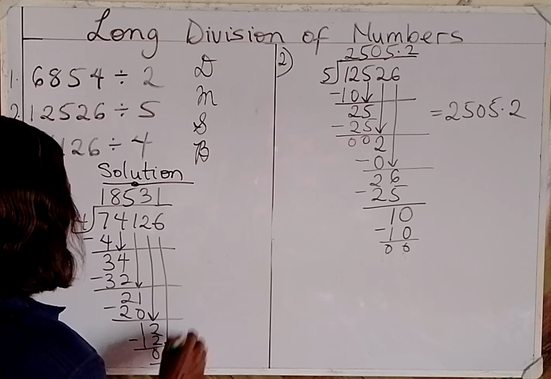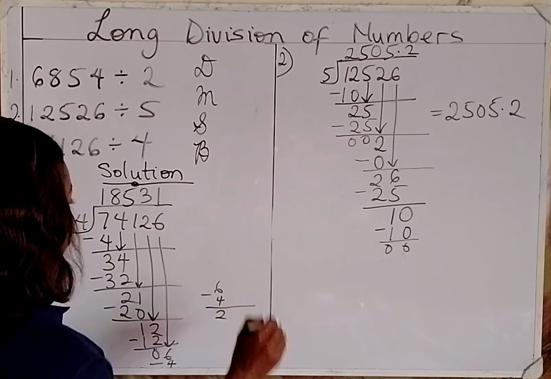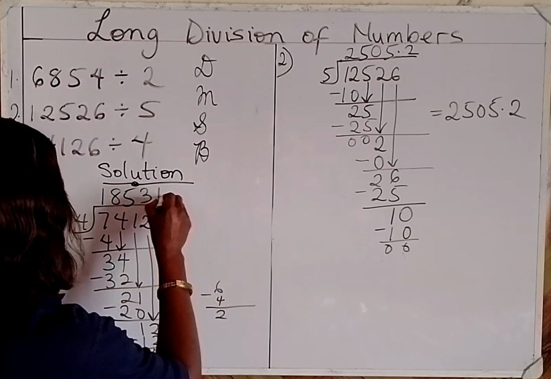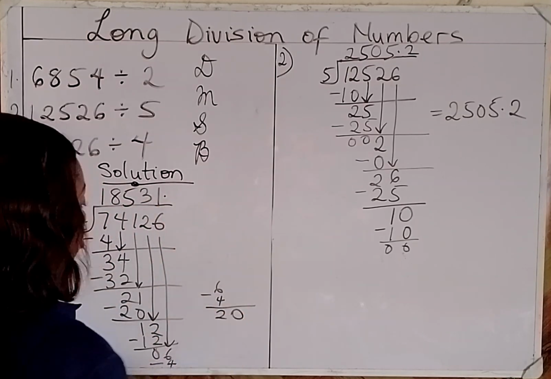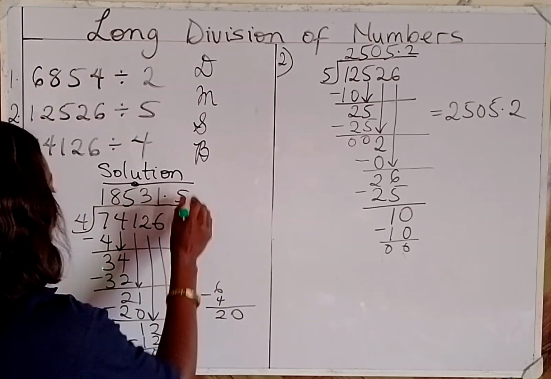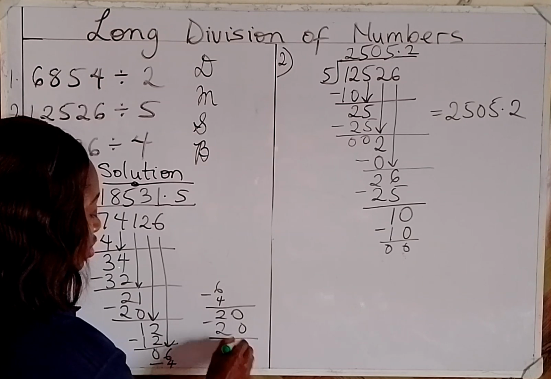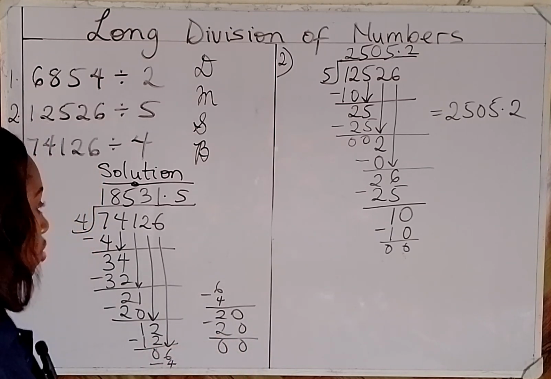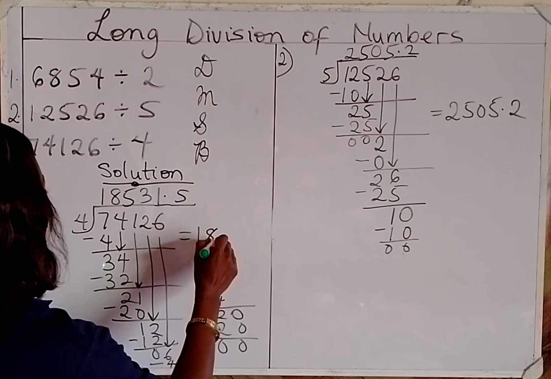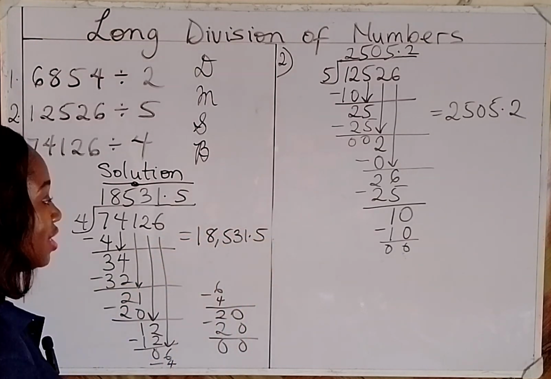Then when we take away, we have what? When we take away, we have 2. 4 cannot go into 2, so put a decimal and put a 0 behind. 4 into 20 is 5. And then 4 times 5 is 20. And when we take away, we have 0, 0. Okay? And our final answer is 18,531.5.